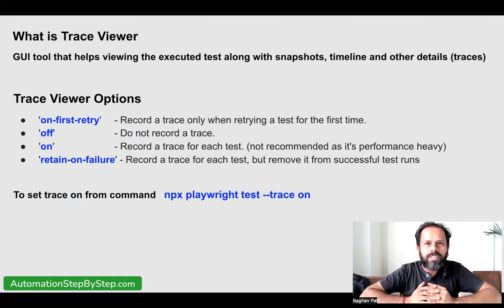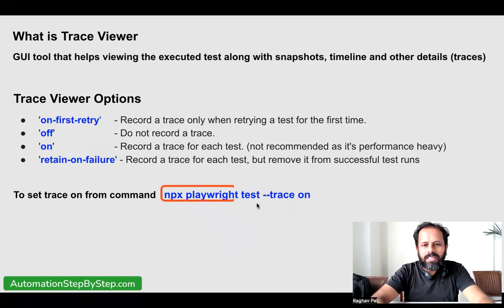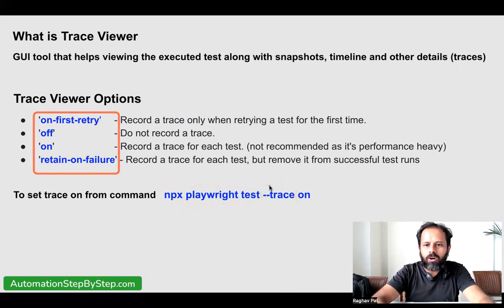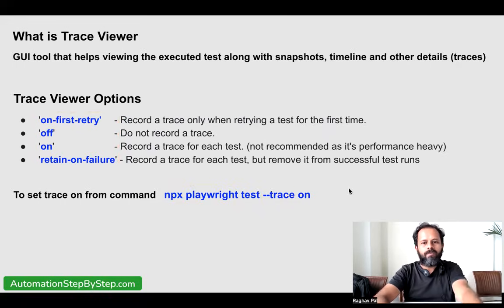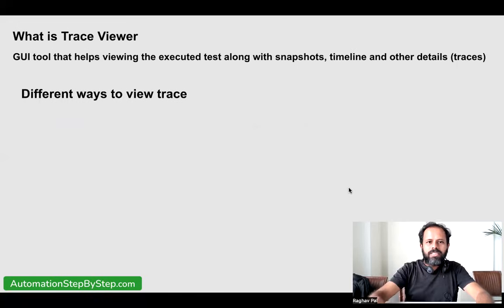And you can also set trace from the command. If you do not want to set it from the config file, you can set it from the command line, and this is the command. This is our normal command, that is npx playwright test. Along with this, we can add the option --trace, and then we can use any of these options: on, off, on-first-retry, retain-on-failure. Okay, so this was interesting.